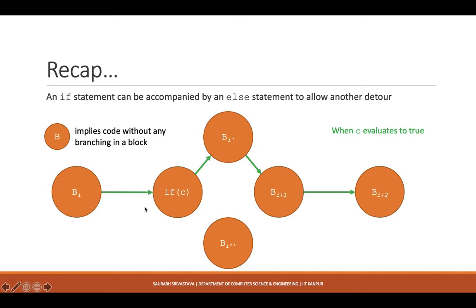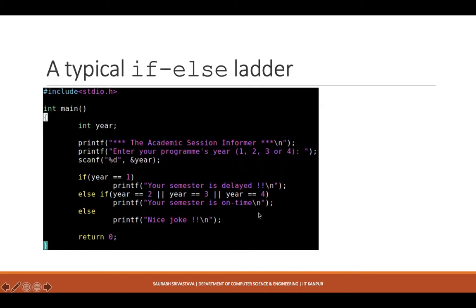We can also add an else, by the way, to this. We can match this if with an else. So in this case, the detour will always be taken. It will either go here, when the condition is true, or it will go into the else part when the condition is false. So this we already know.